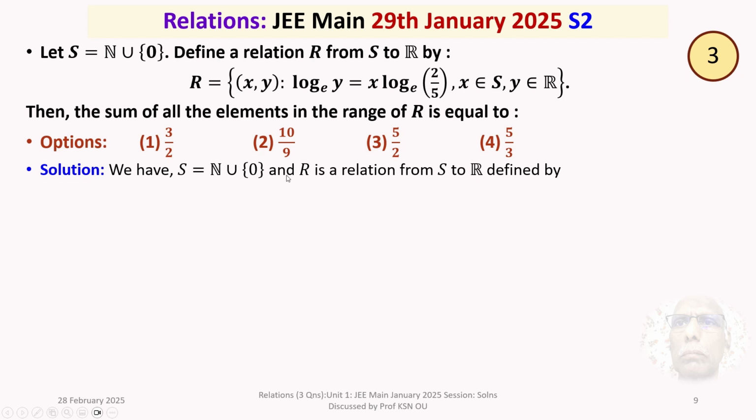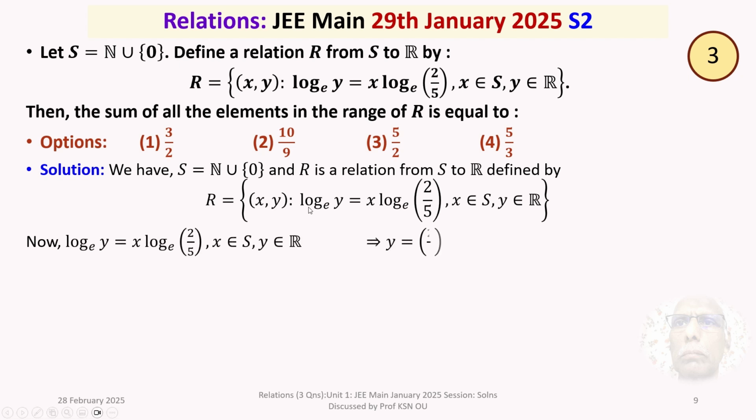integers, and R is a relation from S to the set of real numbers defined by R, consisting of all those ordered pairs (x, y), where log y to the base e is equal to x times log of 2/5 to the base e, where x belongs to S, y belongs to R.